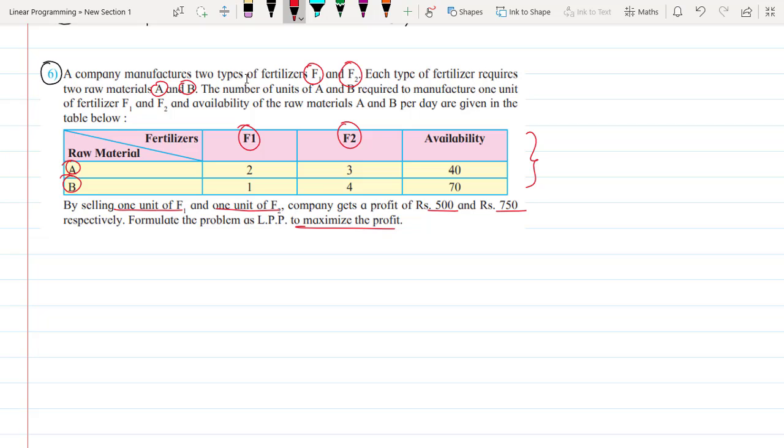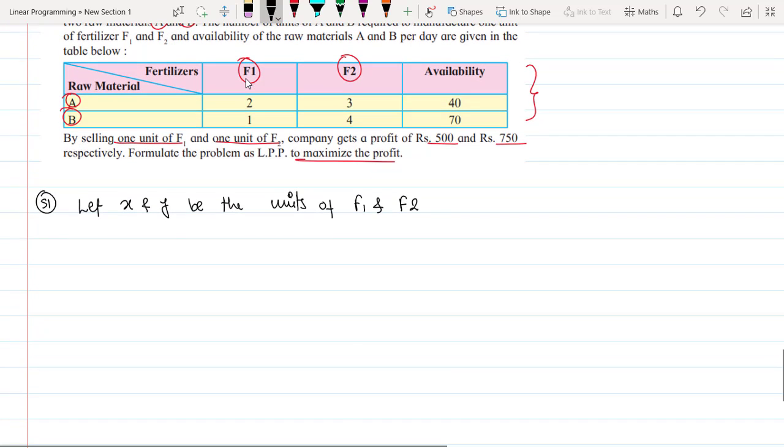Okay, on one unit of F1 and F2, this much is the profit. So what will be your decision variable? Step number 1 is the decision variables. Let x and y be the number of units of F1 and F2. So these are the values of the decision variables x1 and x2.